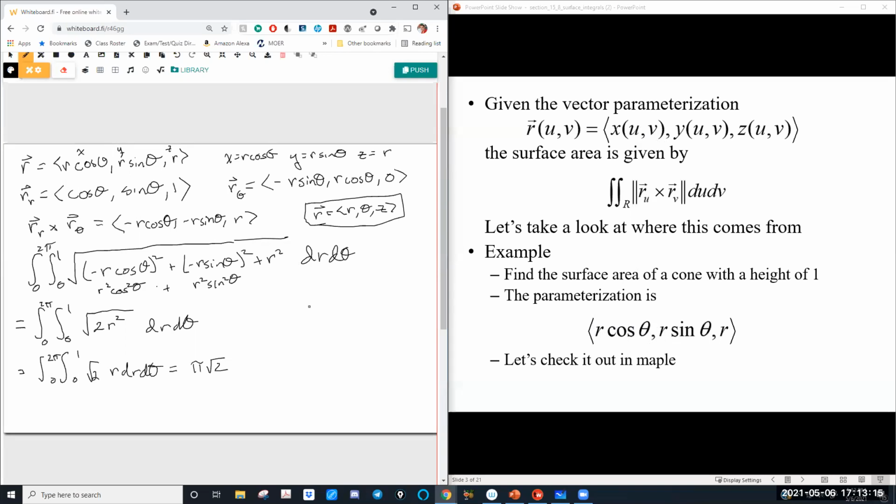Okay, thank you. Other questions about this first example?